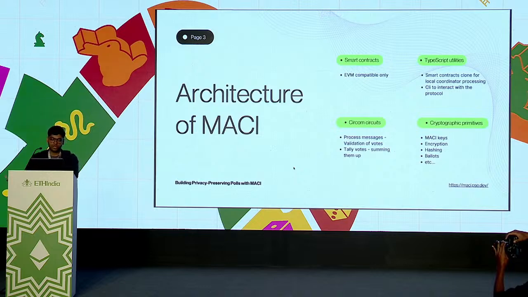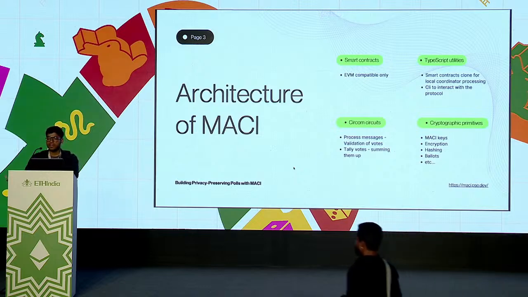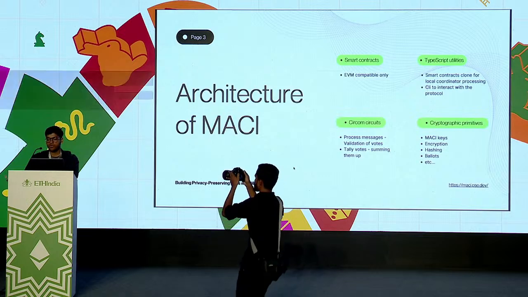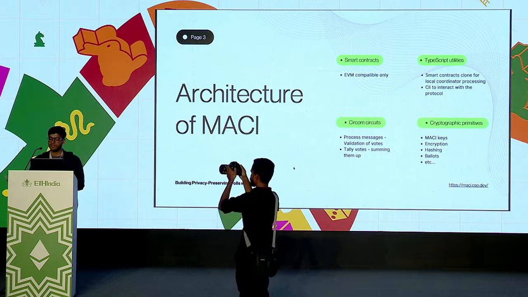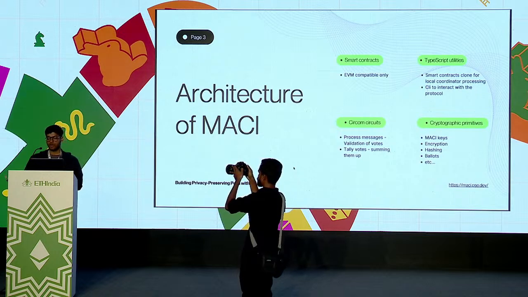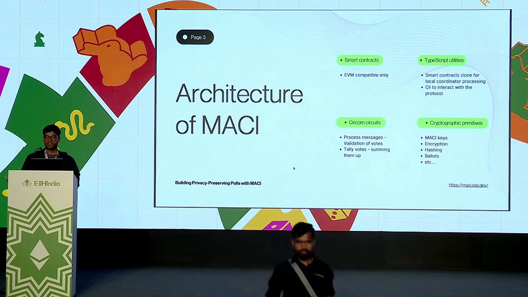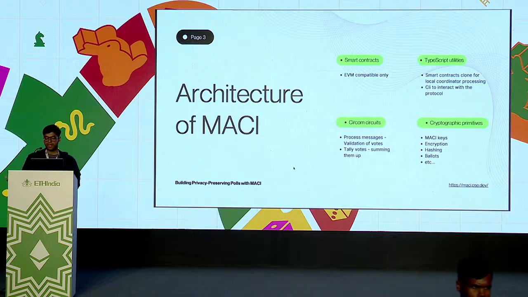So going through the architecture of Macy, so Macy consists of a lot of EVM compatible smart contracts, a couple of Circom circuits. One of the circuits is for processing the messages, so processing votes and verifying the validity of the votes. The other Circom circuit is for tallying the vote. It validates the calculation of the summing of the votes.